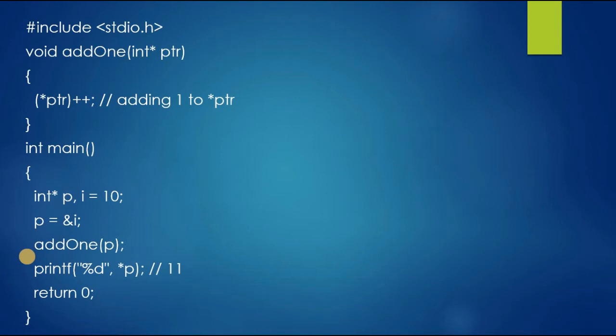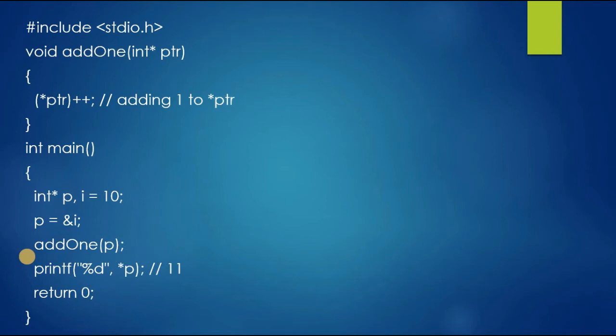Inside the main function we declared the integer variables p and i, where p is our pointer variable and i is equal to 10. Then we declared the statement p = &i. Then we called the add1 function. After that we gave a printf statement, in which we are going to print the result for the pointer p. Then we gave return 0 and we closed the bracket for the main function.